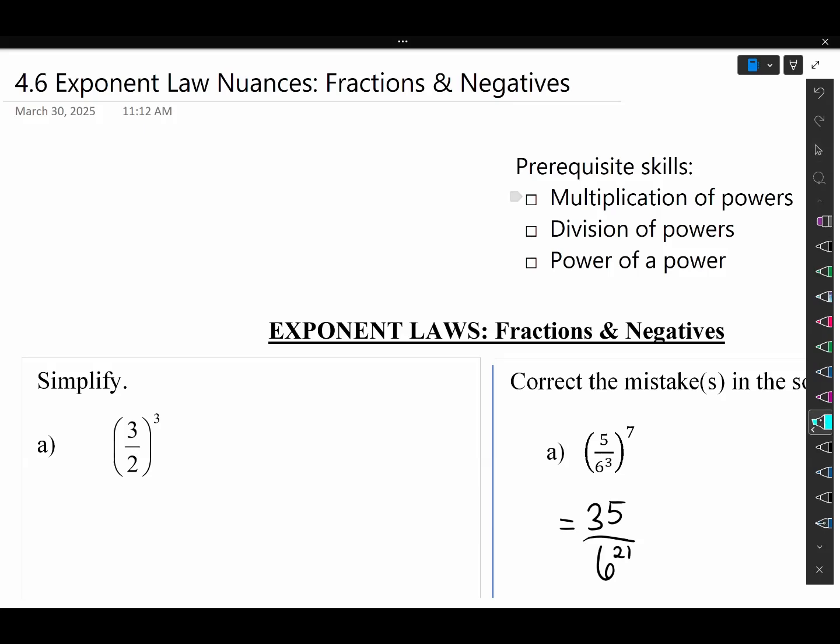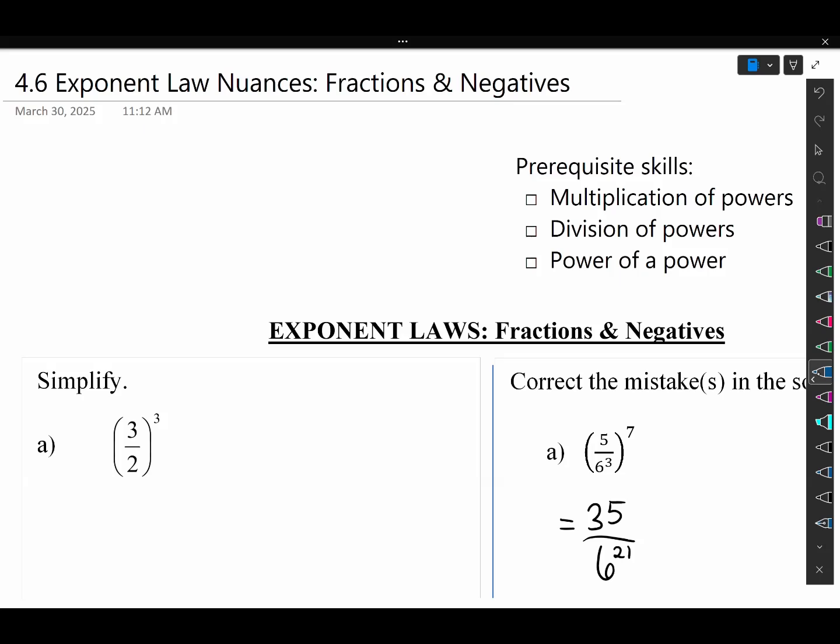The prerequisite skills we're relying on: if you're in this video, you need to make sure you are a master of multiplication of powers, a master of division of powers, and a master of the power rule. This video is suitable for anyone who's looking to explore their exponent laws a little bit further. It is suitable if sometimes you lose track of your negatives, if sometimes you're not sure why a negative base turns into a positive power, or why other times a negative base turns into a negative power. This is the spot for you.